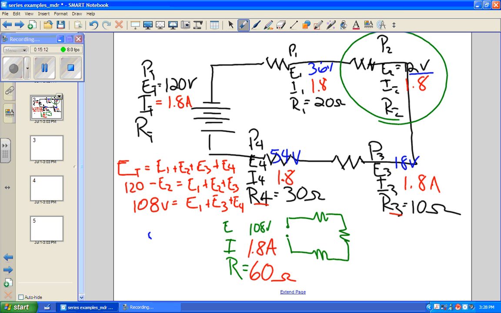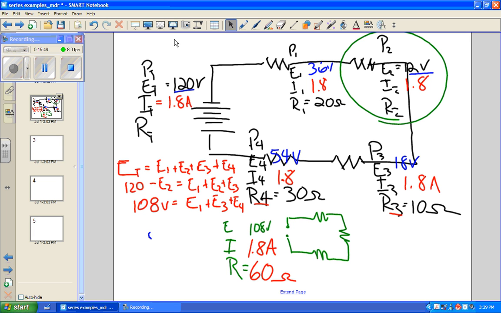Now, let's add that up. 54 plus 18 plus 12 plus 36. All right, it adds up to 120, a miracle, I tell you. All right, so somehow we stumbled into the right answer. So that's 120 volts, so we've checked to make sure. So we know that this is correct.